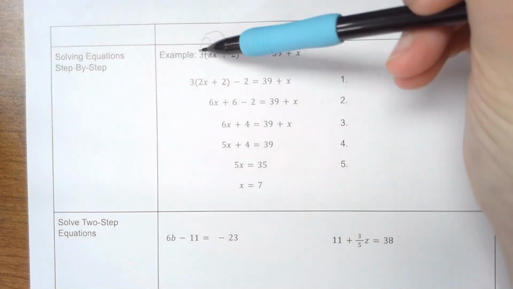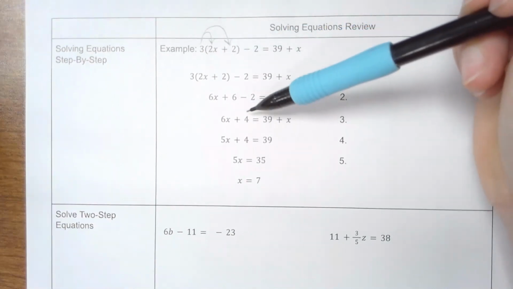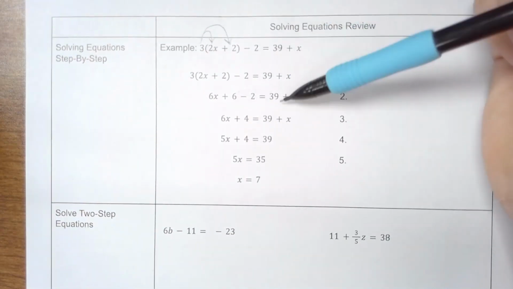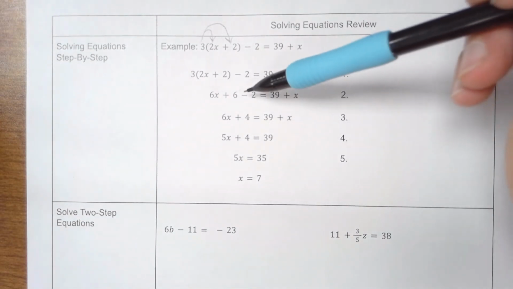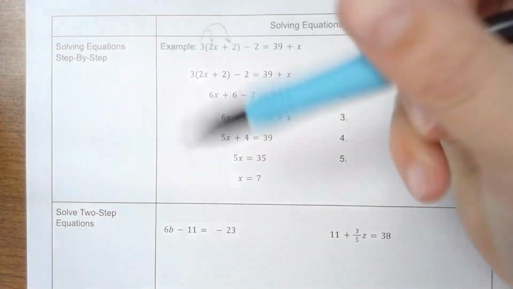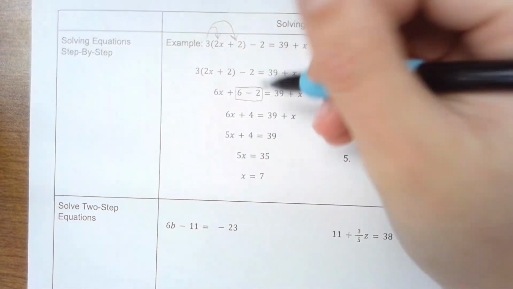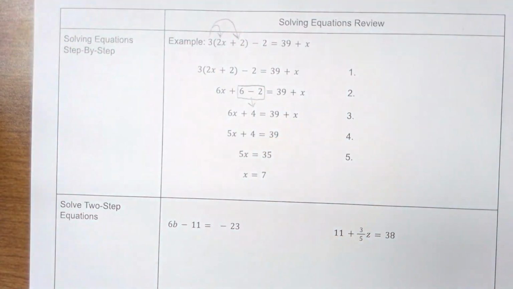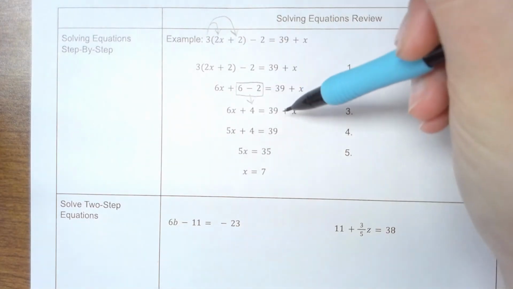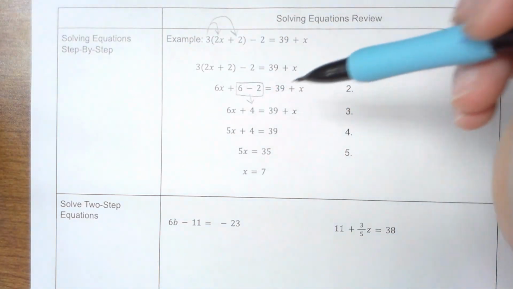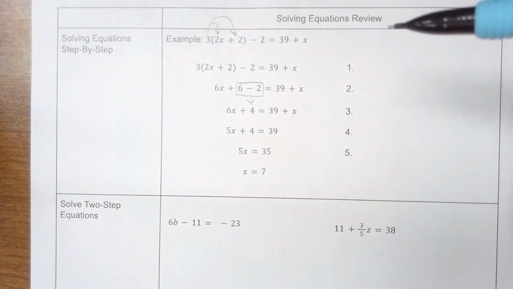So we took 3 times 2x to get 6x. We took 3 times 2 to get 6, and then we left the minus 2, and then the right side stayed the same for now. Okay, after this, I see that I can still simplify because I have like terms on the same side of my equal sign, so I can take 6 minus 2 here, and that gave me that positive 4. And then notice how now you have variables on both sides, and both sides of your equal sign are simplified all the way. So now we can start solving for x.